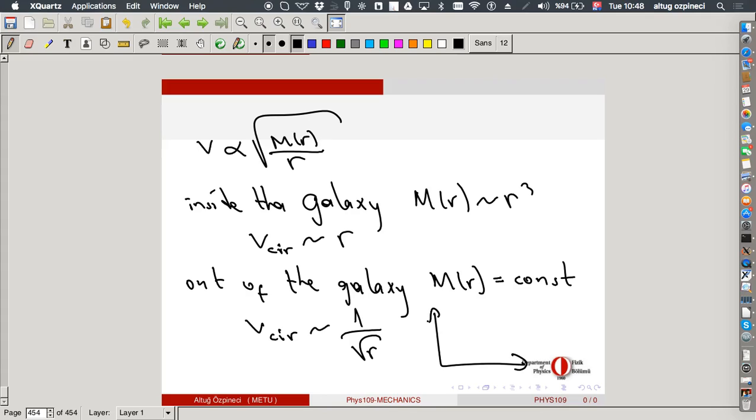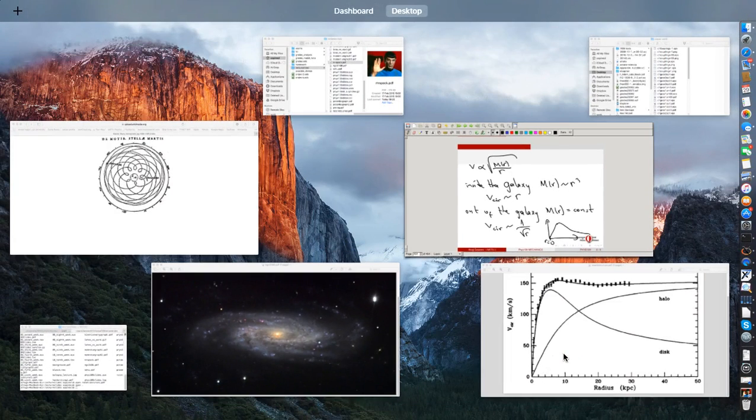So this is basically what we would expect from this very simple argument. If this is the center of the galaxy, this is r equals 0. As we go away from the center of the galaxy, the speed should increase linearly. Of course, the mass is not distributed uniformly, so there is no sharp cutoff, but once we are well out of the galaxy, it should start dropping as 1 over square root of r. So this is what we would have expected.